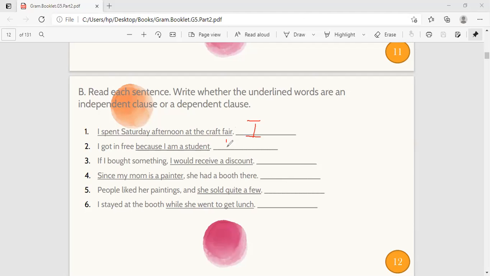Dependent. Yes, that's right. First of all, when we say "because I am a student," I have a subject, I have a verb, I have an idea, but it's not complete. It's missing something. It cannot stand on its own. And also, we have a subordinating conjunction in it, so it makes a dependent clause.